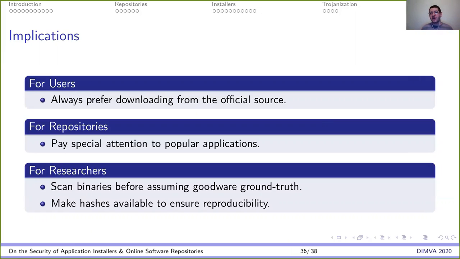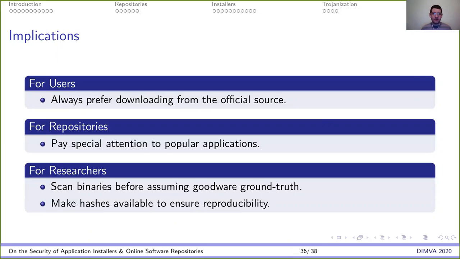For the repositories themselves, if they want to keep operating the way they operate right now, with this very dynamic way of operating, they should at least pay attention to the most popular applications, because these are the ones that have the potential to climb multiple rank positions if trojanized, and so they are more prone to be targeted by attackers. And if it happens, a single binary update might affect millions of people. So they should pay attention to the popular applications at least.